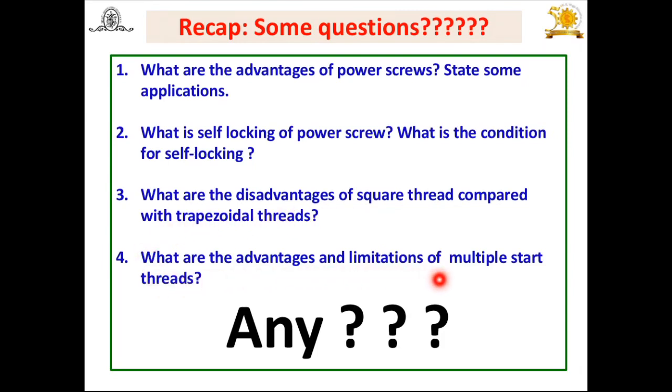Then what are the advantages and limitations of a multi-start thread? The advantage is that you get axial movement with fewer revolutions. You also get high efficiency because of the multi-start, as the helix angle is going to increase in this case. But because of that maximum efficiency, the screw loses its self-locking property. That is the limitation.